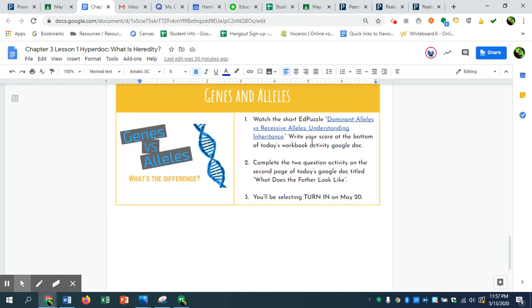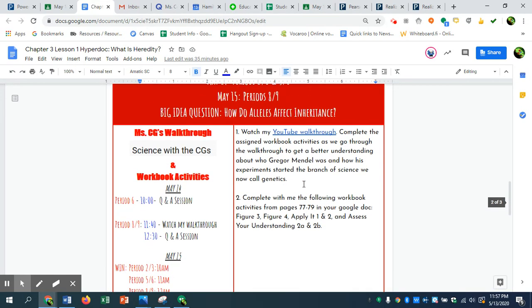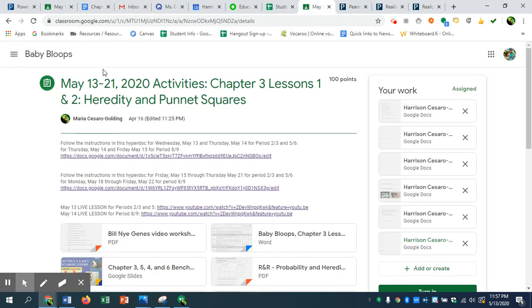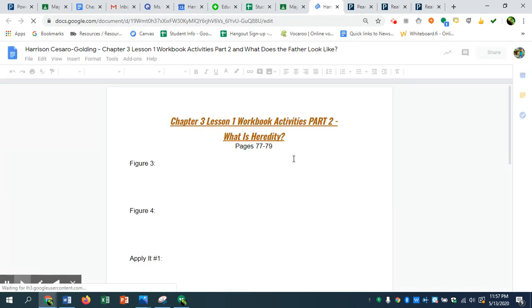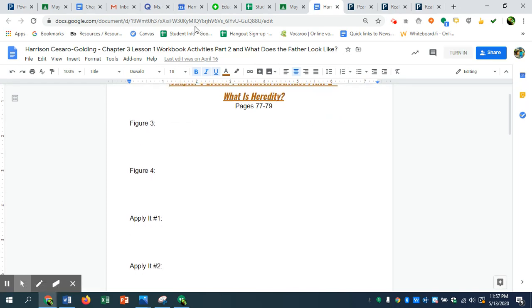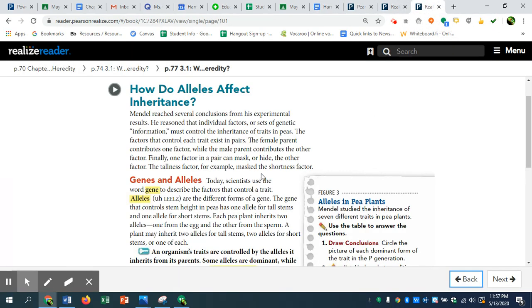You also have today another ed puzzle talking about dominant and recessive alleles. 2 new vocab words for today. And then there's a 2-question activity at the end of our doc for today. So why don't we go there? Okay, so this is what it should look like for you. Have all these documents. It's this one, chapter 3, lesson 1, and you can see here it says part 2. So that is the lesson that you're looking for, or the activity that you're looking for. Okay, part 2.